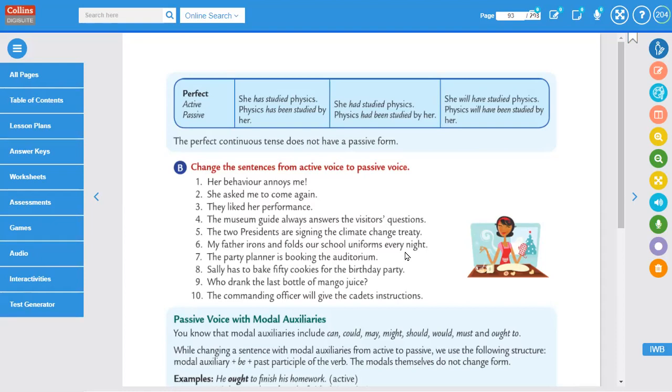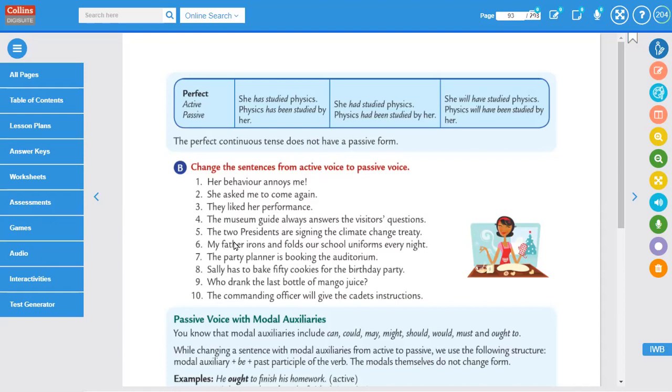So the visitors' questions are answered by the museum guide. It would be "are answered" because the verb is in the simple present tense. So we cannot change the tense. We have to keep the tense the way it is, but we have to change the voice. Do you understand what I mean? Yes, ma'am. Since the verb is in the simple present tense, we cannot make changes in the tense, but we have to change the voice.